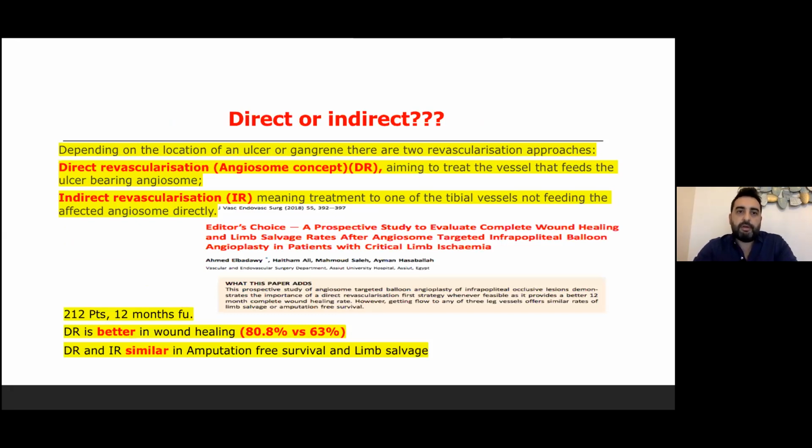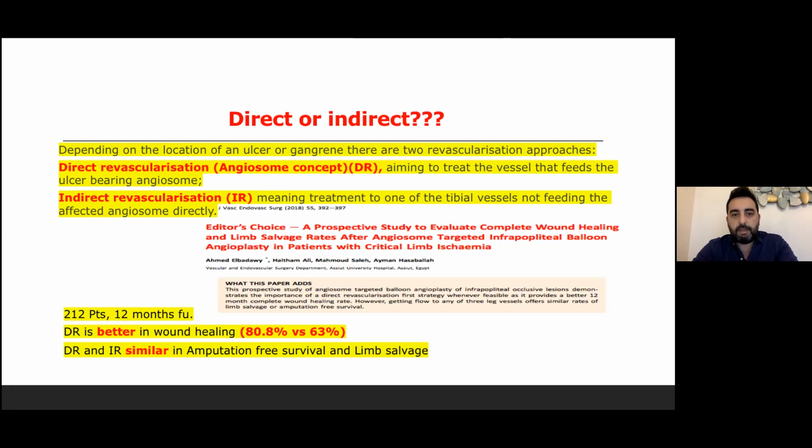Direct or indirect approach. Depending on the location of an ulcer or gangrene, there are 2 main revascularization approaches. Direct revascularization, with the other name angiosome concept, aims to treat the vessel that directly supplies blood to the ulcer-bearing angiosome. Indirect revascularization means treatment of one of the tibial vessels not feeding the affected angiosome directly. These 2 approaches are preferred in the current times of the endovascular era.